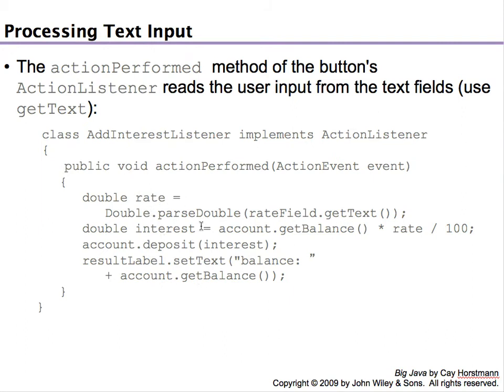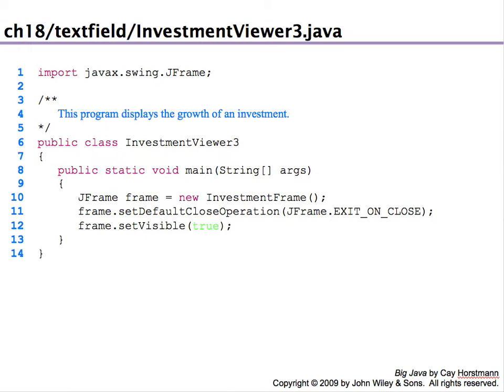Here it calculates the rate by using the getText method on the text field. The text field has a method called getText to retrieve the text, and the label has a method setText to set the text to a certain value. So text, in other words, is a property of the label, and it has a set and get method to allow you to access that property. Here is the example.